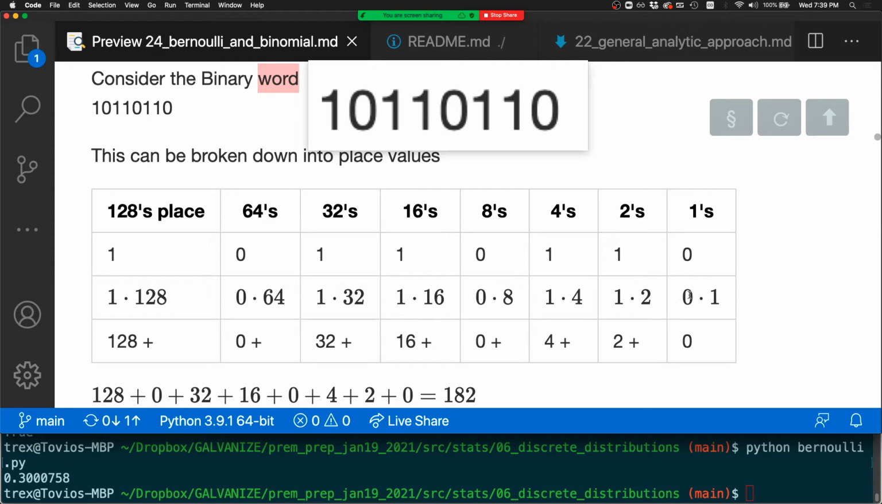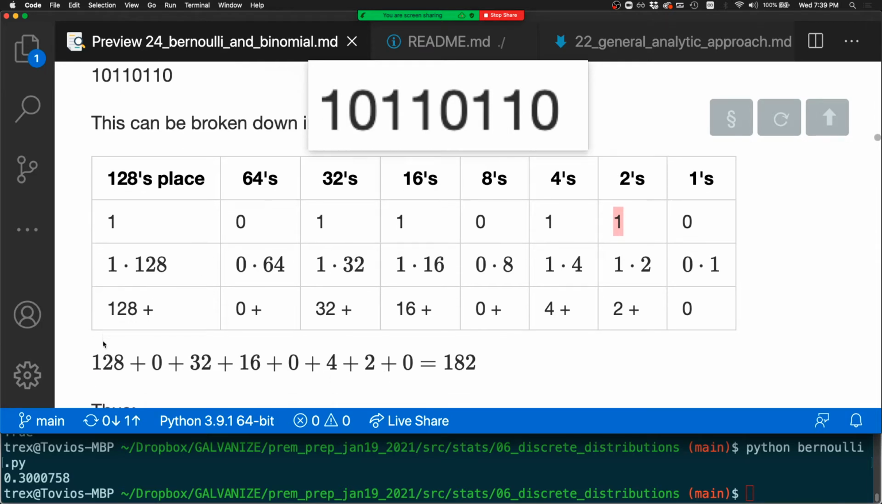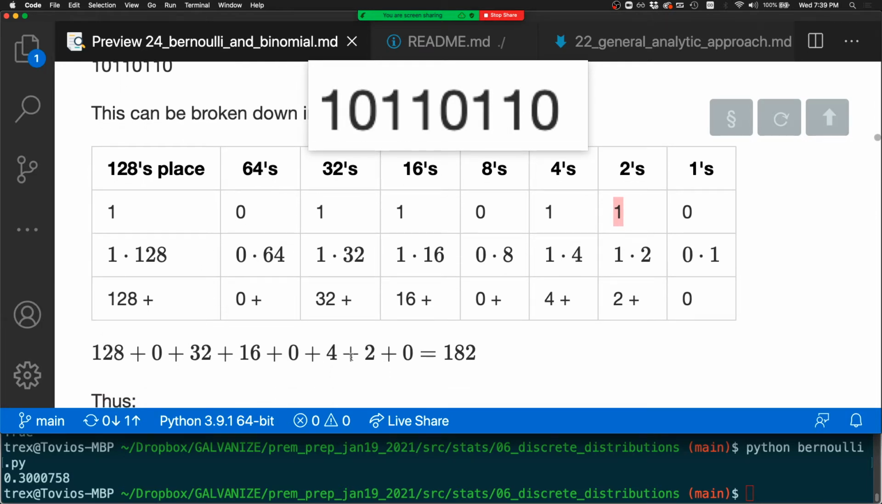So the way we can translate this number into decimal is, if we've got this rightmost value of 0, then we take 0 times 1 because that's the ones place. The next value is 1, so this is 1 times 2 because that's the twos place. 4 times 1 because that's the fours place, and so on. And at the end of all this, we can just sum these numbers.